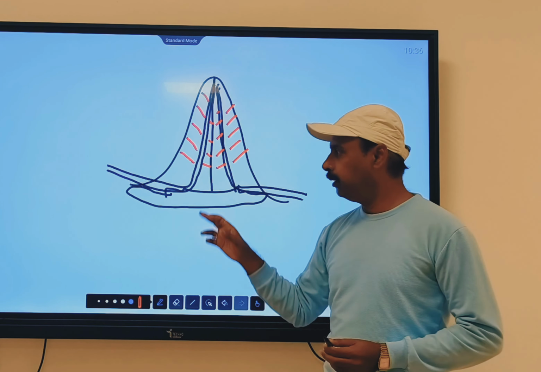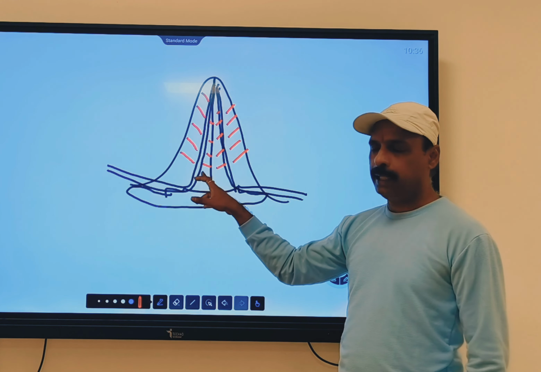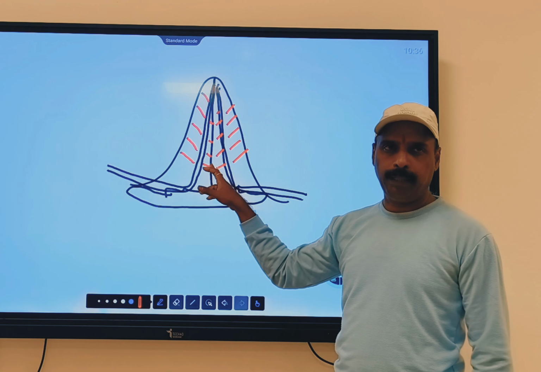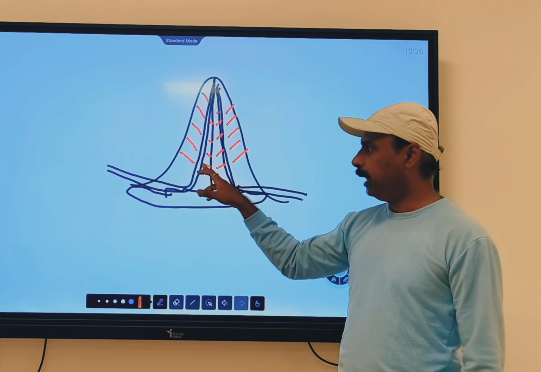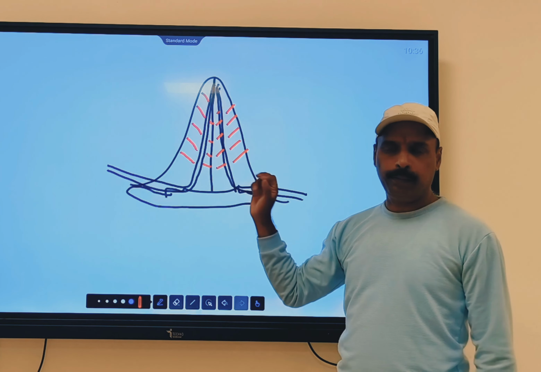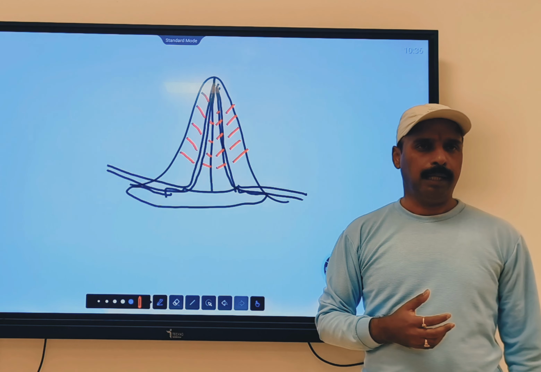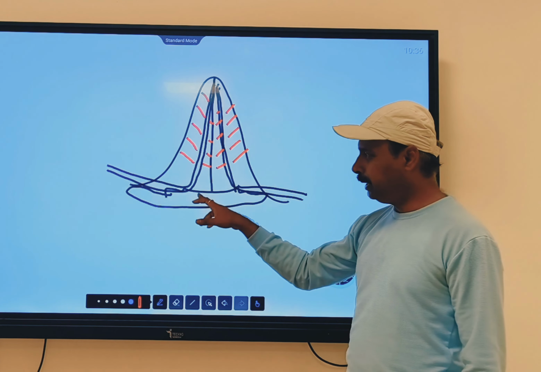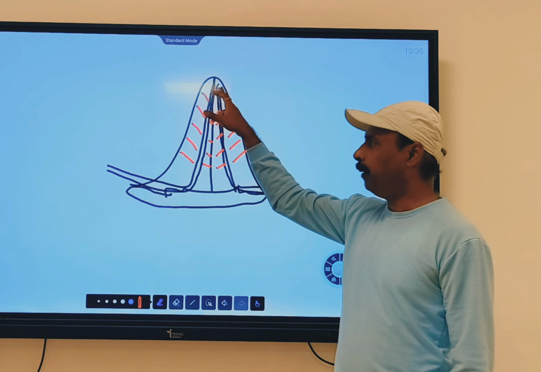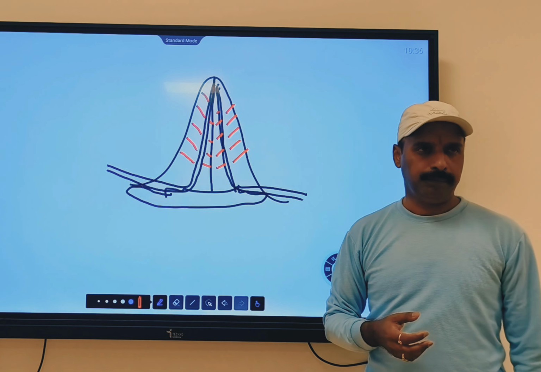What are the boundaries? On each side it is bounded by the anterior belly of digastric. On both sides we are going to get what we call the anterior belly of digastric. The base is formed by the hyoid bone. The apex lies at the chin.